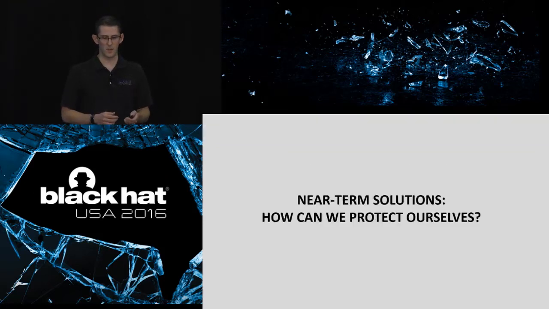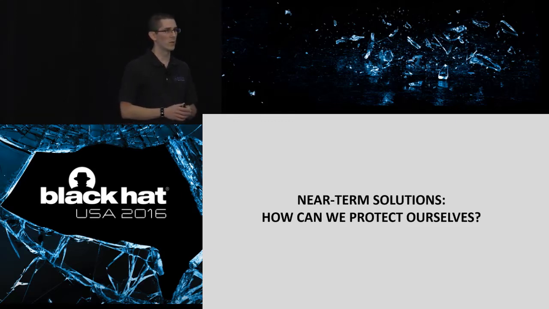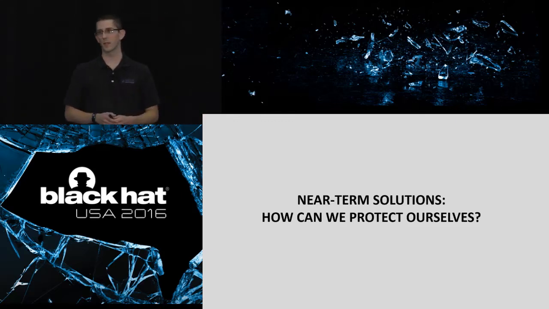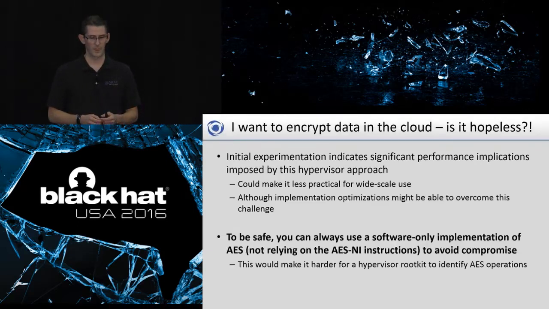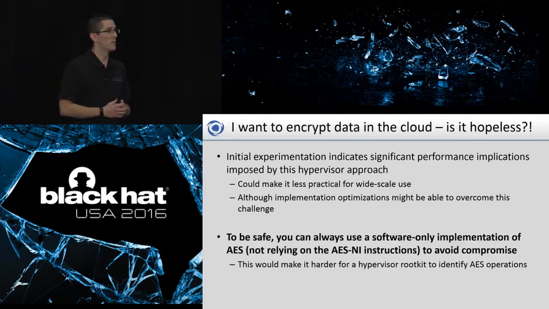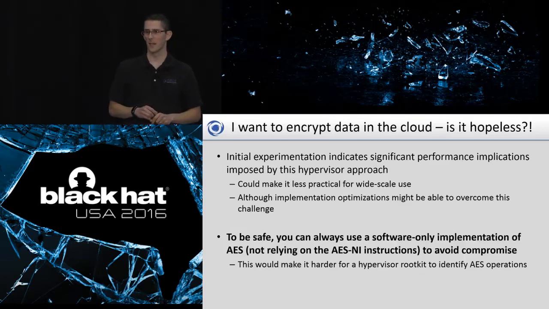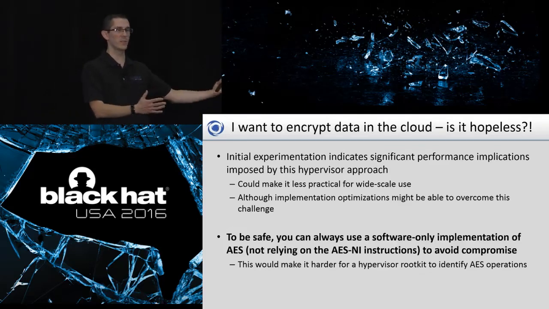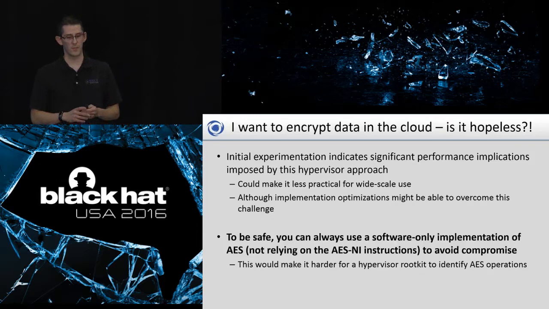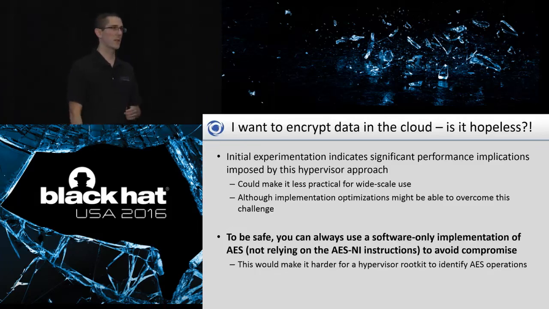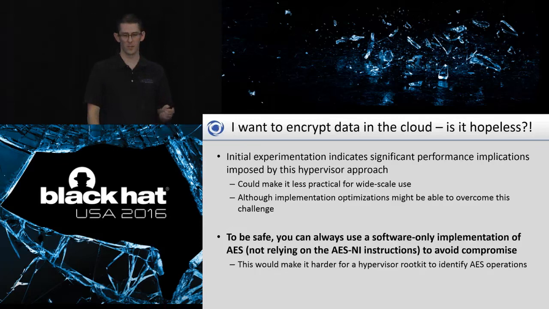So let's move on and talk about what we can do about it. What are some steps we can take to protect ourselves against these kind of attacks? So if you're really paranoid, right, and you want to encrypt data in the cloud, and you're like, well, I don't want to be subject to this kind of attack, I want some way around that, your best option is to use a software implementation of AES. Don't use the native instructions. Because what that does is makes the job of a hypervisor rootkit a lot more difficult.